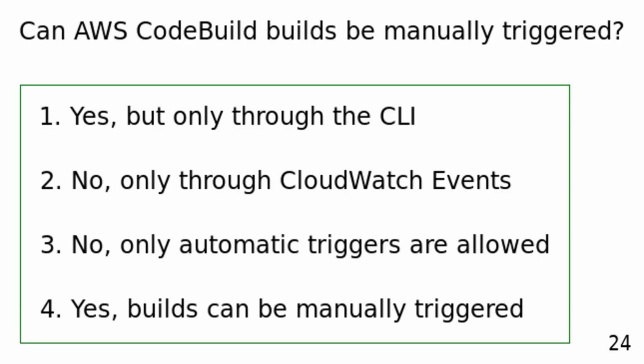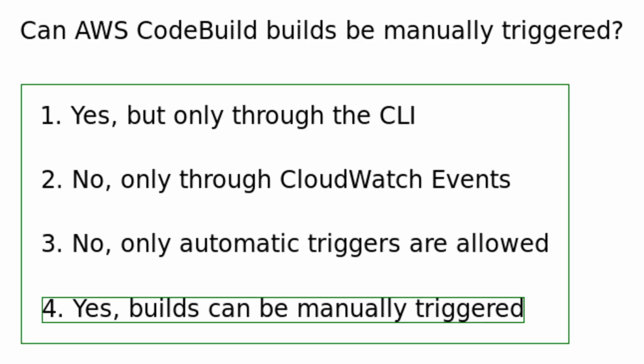Can AWS CodeBuild builds be manually triggered? Yes, but only through the CLI. No, only through CloudWatch events. No, only automatic triggers are allowed. Yes, builds can be manually triggered. You can manually trigger builds in AWS CodeBuild through the console, CLI, or SDK.